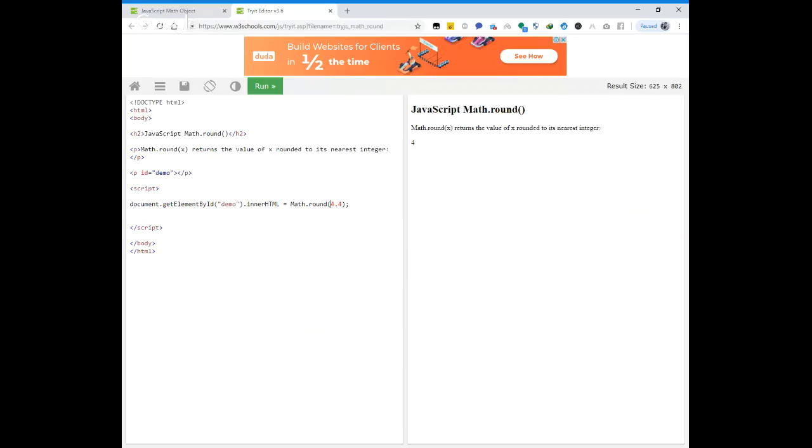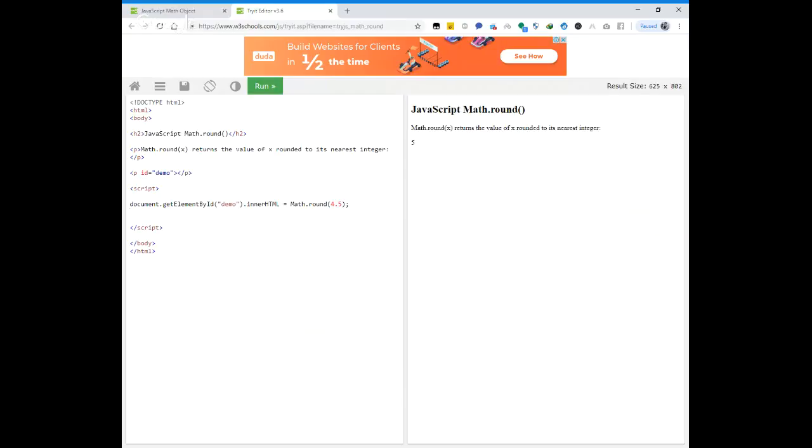The Math.round function. What does this do? This returns the value rounded to the nearest integer. If it is 4.4, it will return 4. And if it's 4.6, it will return 5. But what if it's 4.5? It will return 5 also, just like in mathematics, as we have done rounding off of decimal points.